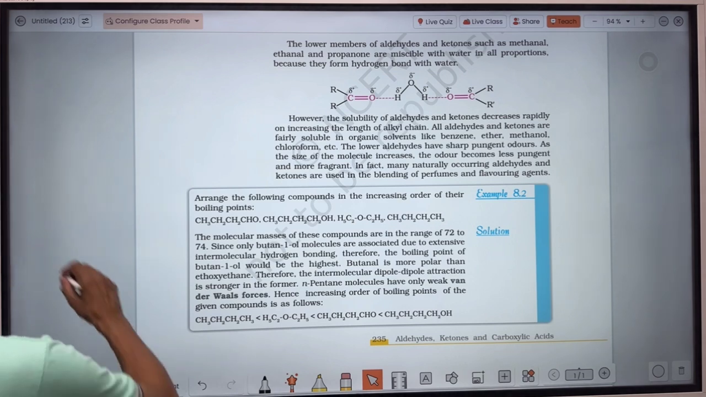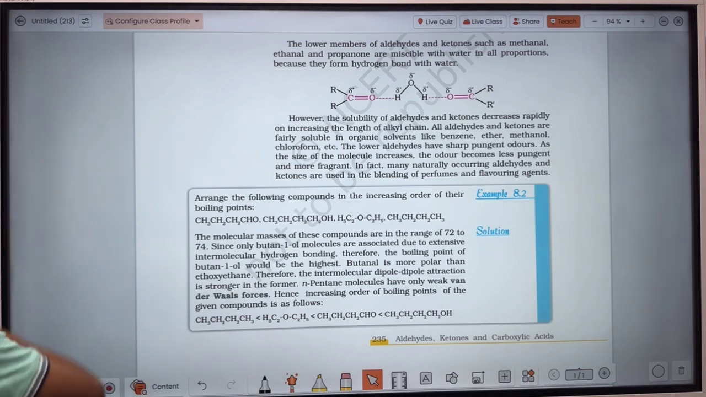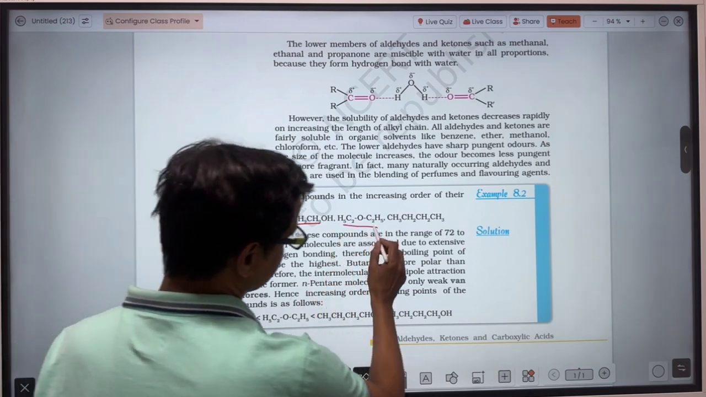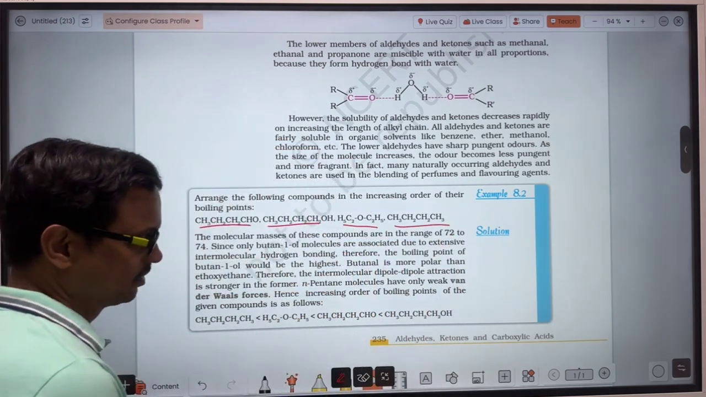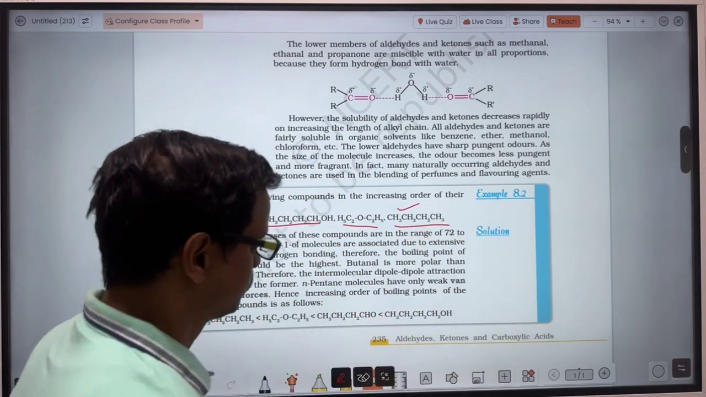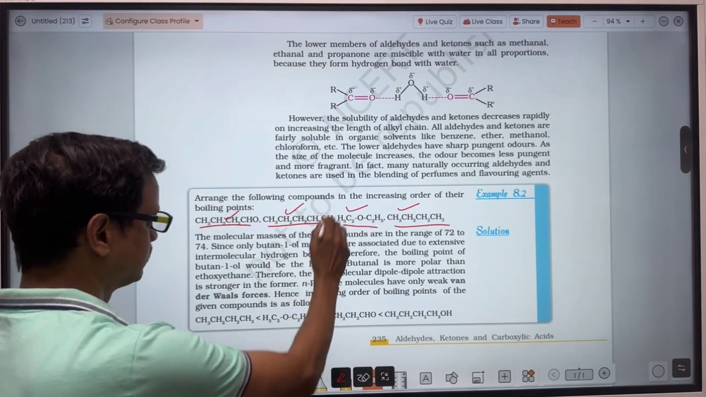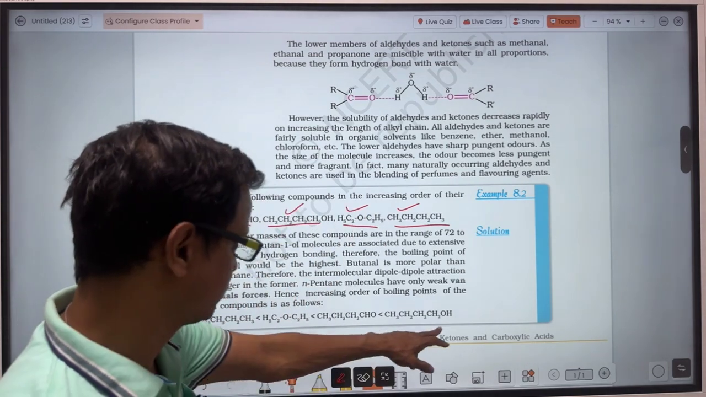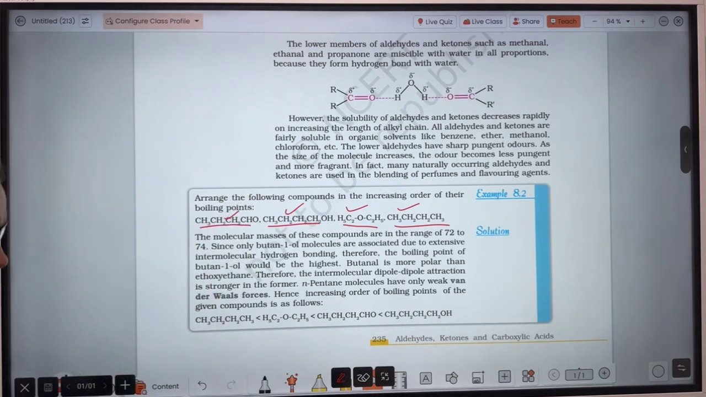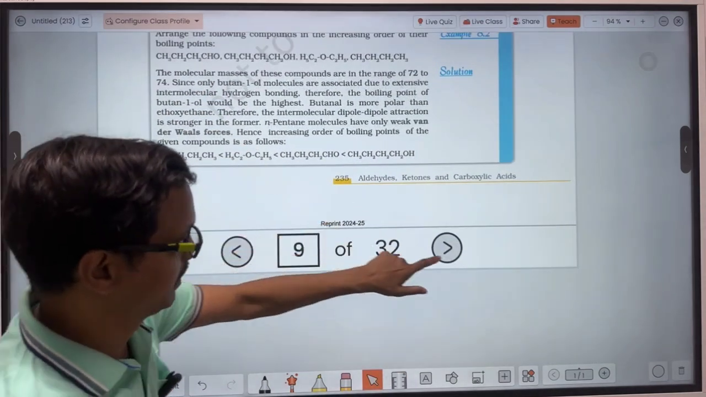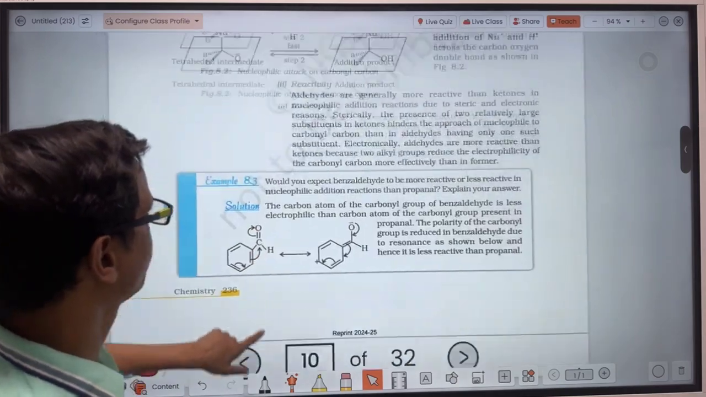Now watch out for this question. It is very easy: aldehyde, alcohol, ether and hydrocarbon, alkane. So alkane will possess the least boiling point. Then after that ether, then aldehyde and then alcohol. So that is written here, based on the method about which I have informed you.